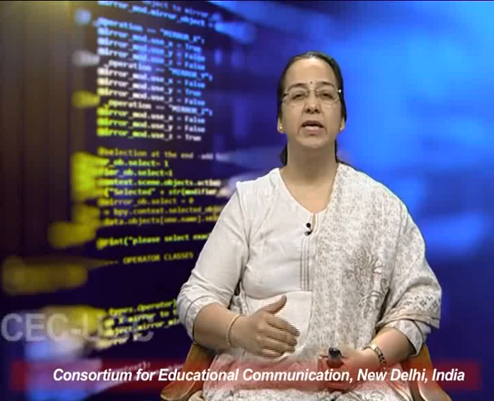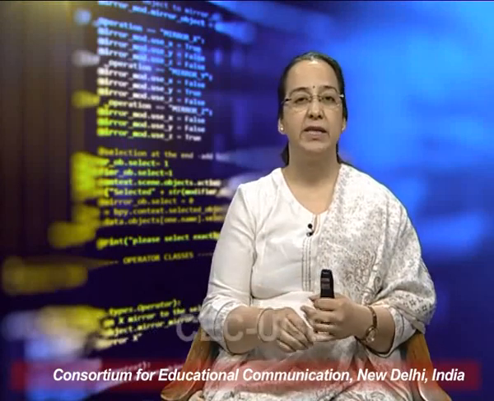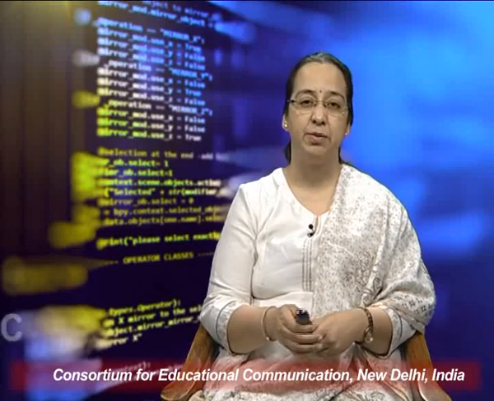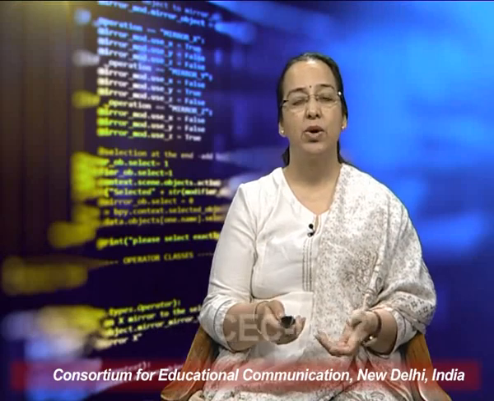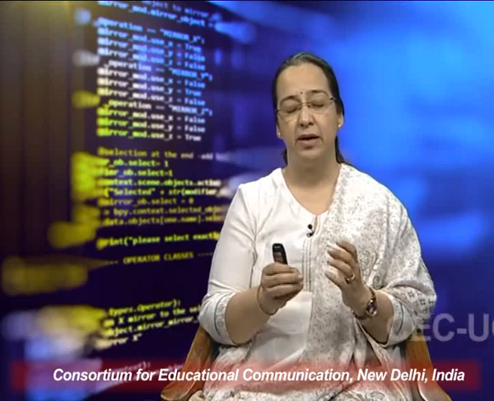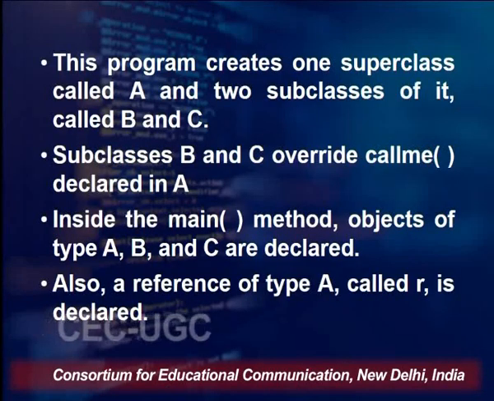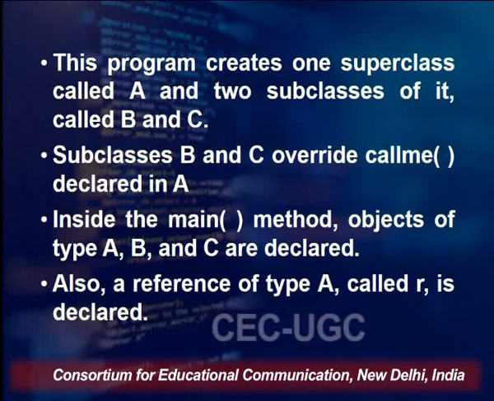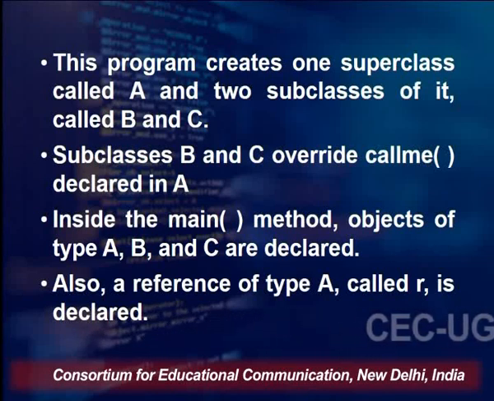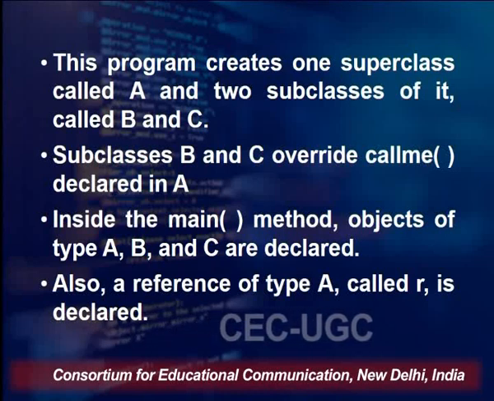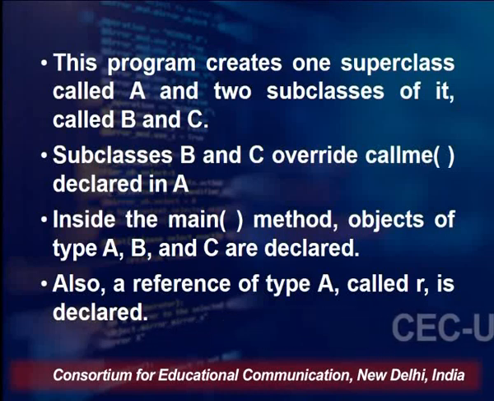So here you can see the output. First it says inside A's call me method, second it says inside B's call me method, and third it says inside C's call me method. So this states that in this program we have created one superclass A and two subclasses B and C. B and C are overriding call me, which is declared in A, and inside the main method objects of A, B and C are declared. Also a reference of type A, r, is declared.